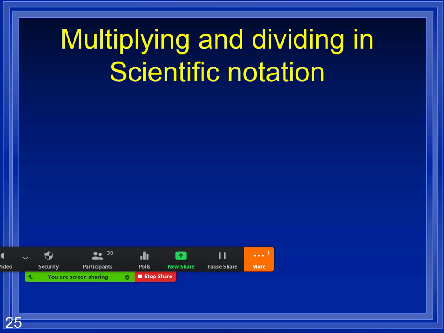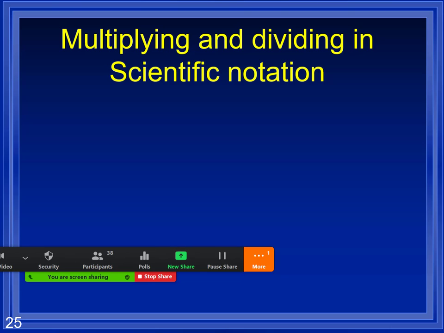So if you push second and that button, it gives you a series of choices. Notice here it says flow, sci, engineering. Flow stands for floating decimal point. That's the way you're used to using it. But if you move it over to where it says sci and then push enter, it changes your answer into scientific notation.